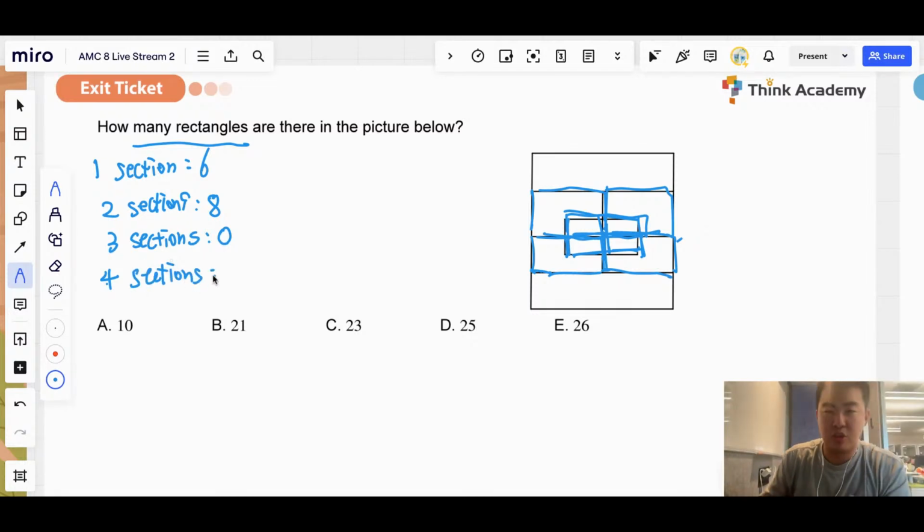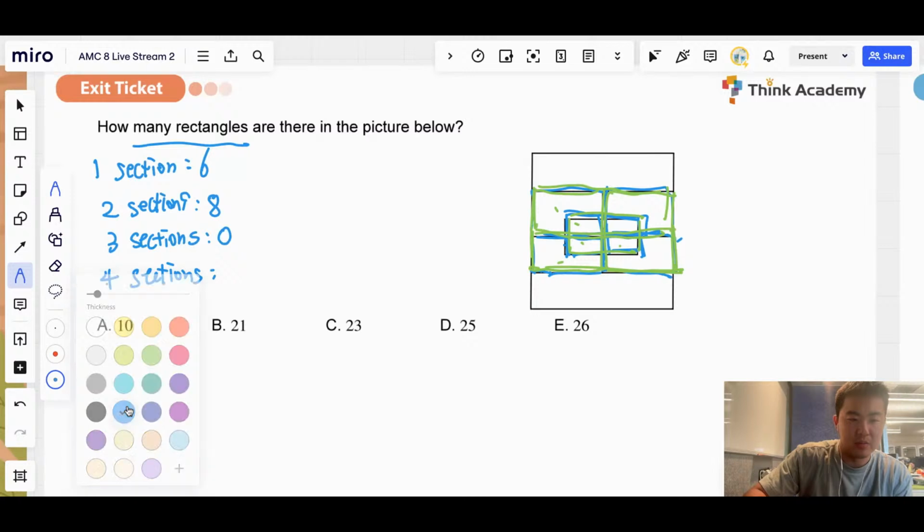So 4 sections, there should be a few more. So let me use a different color, for example, green. So in this case, as I mark the boundary of this green rectangle, we can see there's 1, 2, 3, 4 parts. Here also, there's another one. It's about symmetry, right? And also in the middle part, there's another one. So are we done with all the 4 sections? I don't think so, right? We also have those that are displayed horizontally. This is another one, and this is another one. Okay, so in total, how many 4 section rectangles do we have here? We have 5, right? So 2 vertical, 2 horizontal, 1 in the right middle.